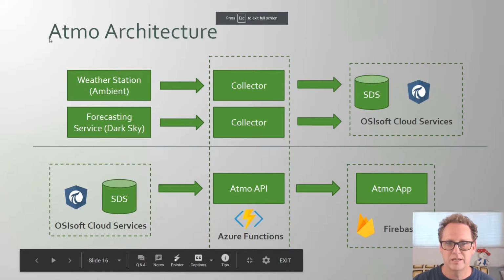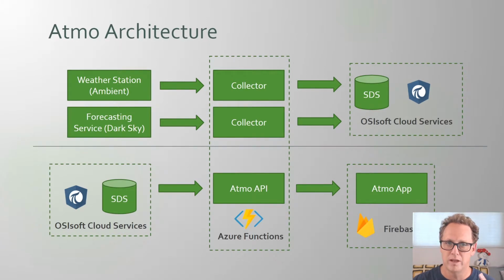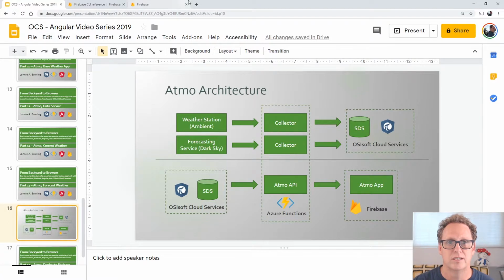we're done with everything except deploying the application to Firebase. We've read the weather from our weather station. We've got forecasting data from Dark Sky. We've created collectors to deploy those to Azure Functions and then to the OCS, writing data to the OSIsoft Cloud Services. And now we're reading that data out through an API, also deployed as an Azure Function. And the last thing to do is just to deploy this last part to Firebase. So let's go ahead and do that. Should not take too long.